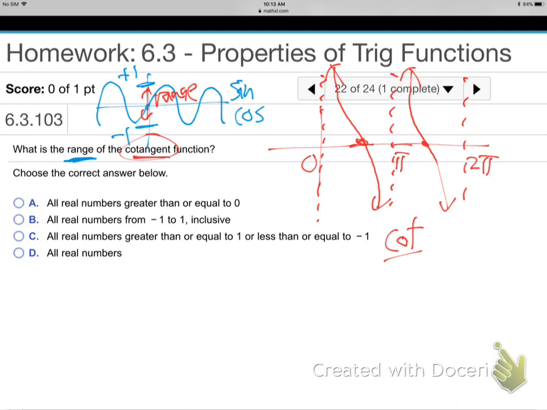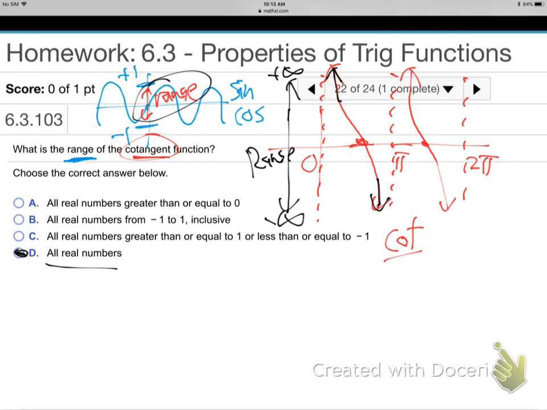What's the lowest? Remember, range means top to bottom, or bottom to top, however you want to say it. How low does it go? Well, this arrow says I go down forever. And this arrow says I go up forever. So the range is all real numbers. It goes as low as you want and as high as you want. The cotangent function's range is forever up and down.